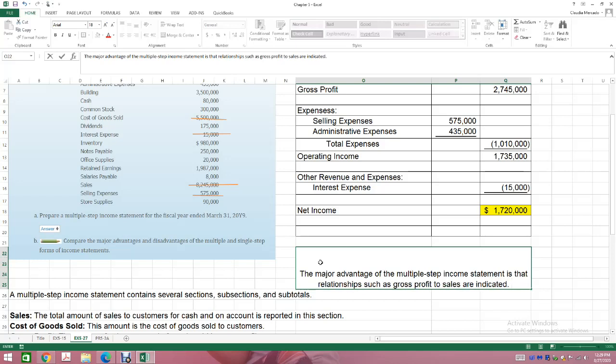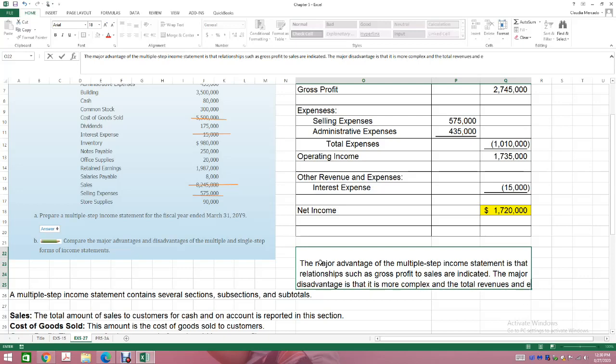The major disadvantage is that it is more complex and the total revenues and expenses are not indicated, as is the case in the single step income statement.